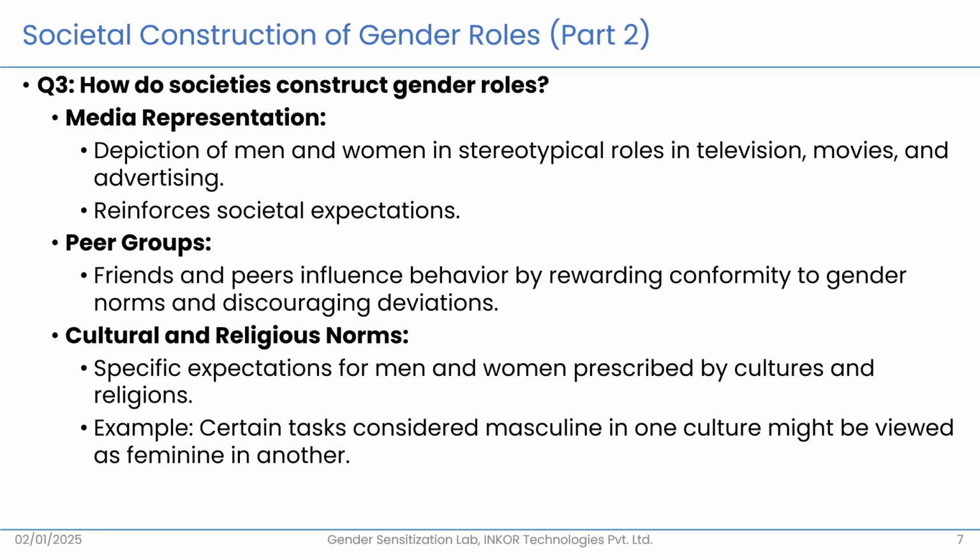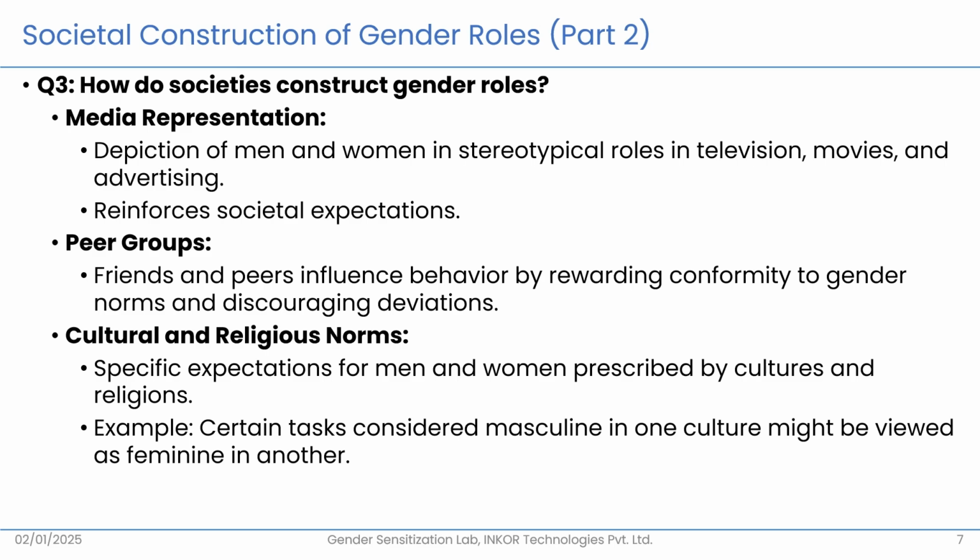Besides families and schools, media also plays a big role in shaping gender roles. Television, movies, and advertisements often portray men and women in stereotypical ways, reinforcing societal expectations. Peer groups further contribute by encouraging behaviors that align with gender norms and discouraging those that do not. For example, boys who show emotions might be teased, while girls who are assertive may be labeled negatively.